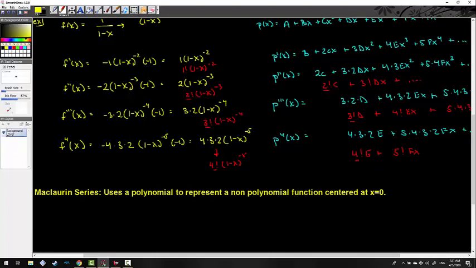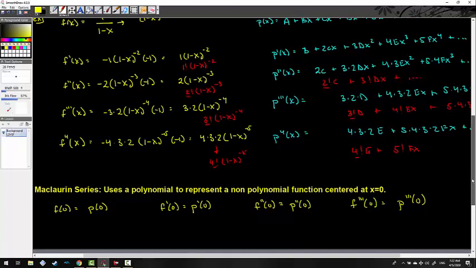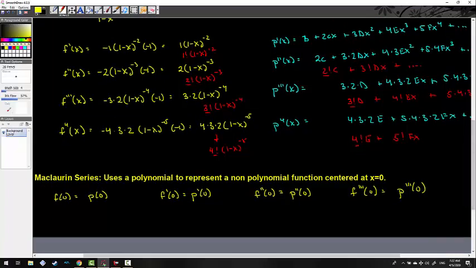To that end, I'm going to use some association to match my polynomials to my non-polynomials. I'm going to say that f of 0 will be equal to p of 0. F prime of 0 will be equal to p prime of 0. F double prime of 0 will be equal to p double prime of 0. F triple prime of 0 is equal to p triple prime of 0. And I know down the chain I'm going to get the fourth derivative, but I'm going to reserve that so I don't have to keep scrolling right and left. But I think we're going to hopefully see what happens here.